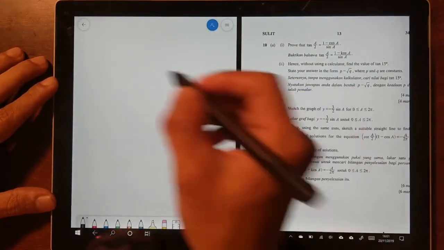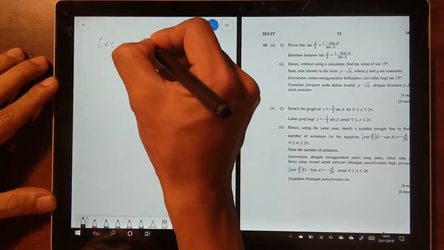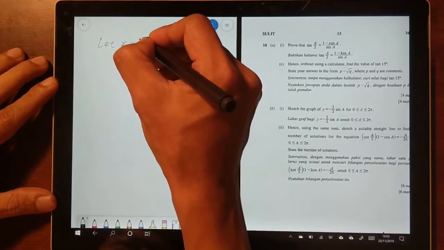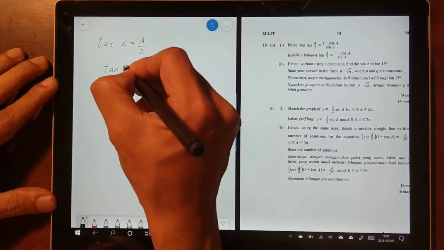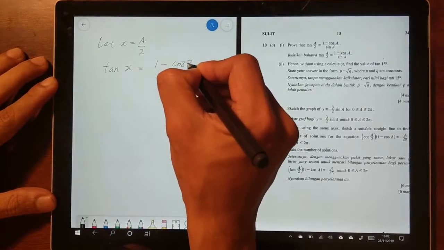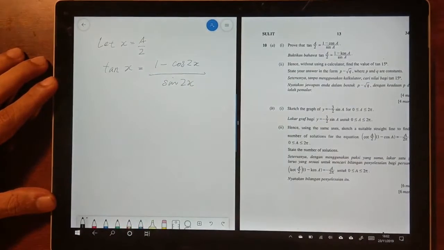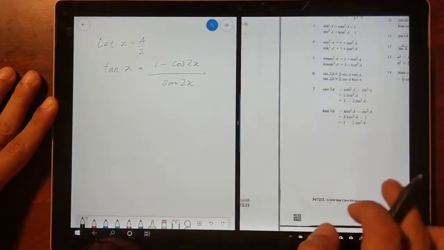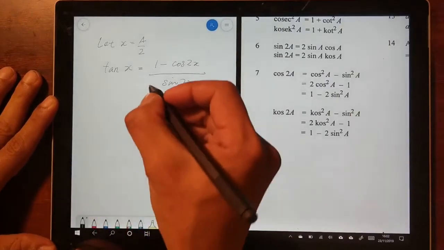So if you simply rewrite that, let x equal to A over 2. We can simply rewrite that to something a lot more familiar, which is that tangent x is equal to 1 minus cosine 2x divided by sine 2x. And the examiners have even very helpfully given you the formula for that. So cosine 2x is 1 minus 2 sine squared x.